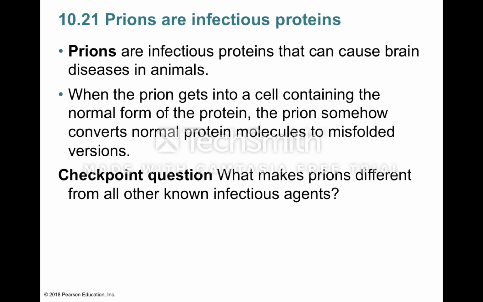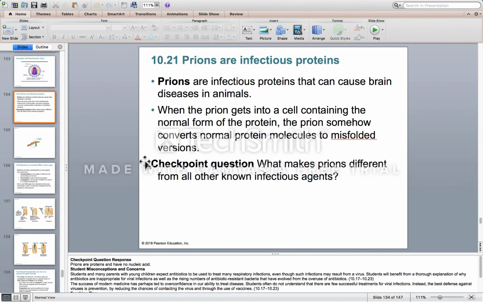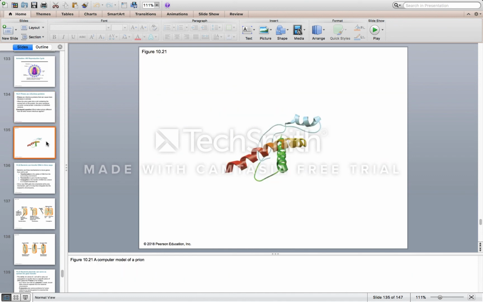So when the prion gets into a cell containing the normal form of the protein, the prion somehow converts normal protein molecules to misfolded versions of the protein. So again, what makes a prion different from all known infectious agents? These guys are proteins and they really don't have any DNA. Okay, this is a computer model of a prion.